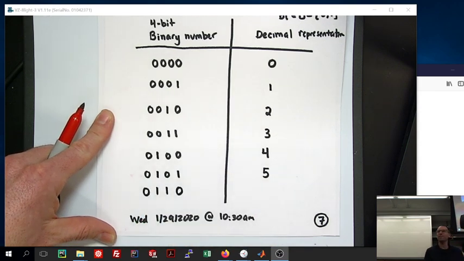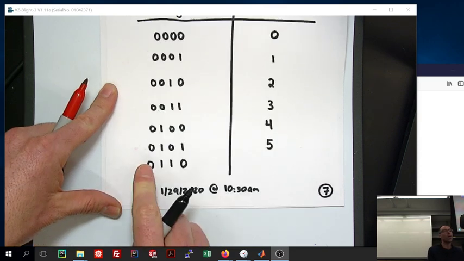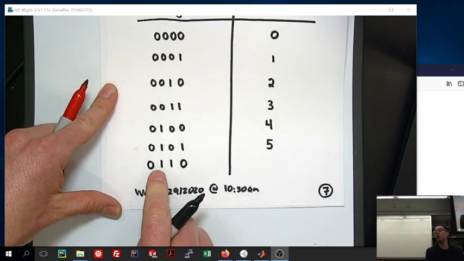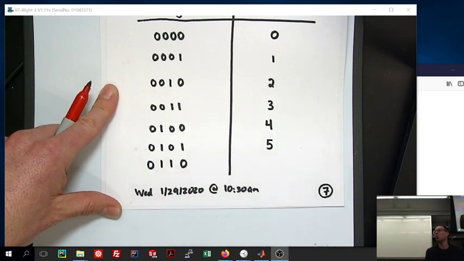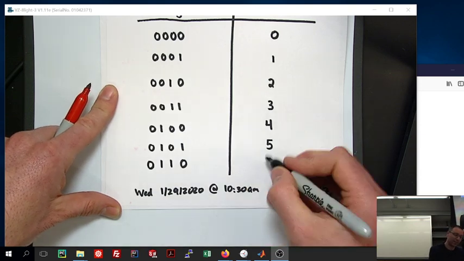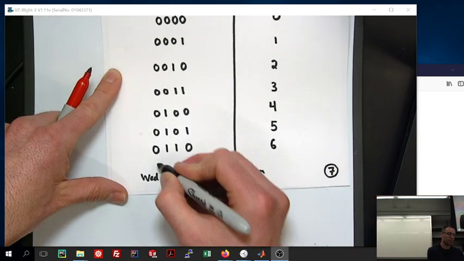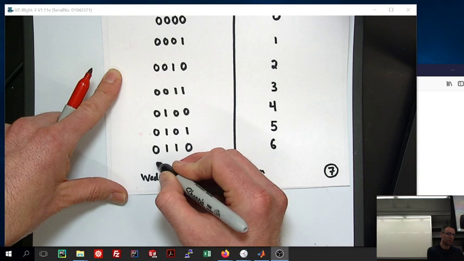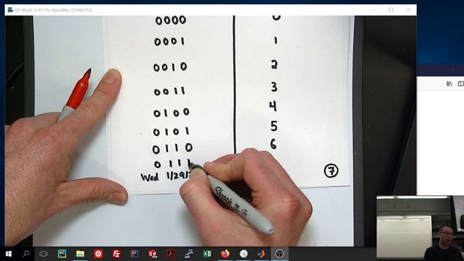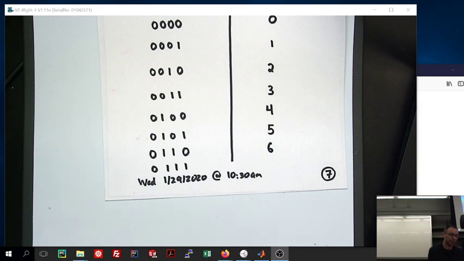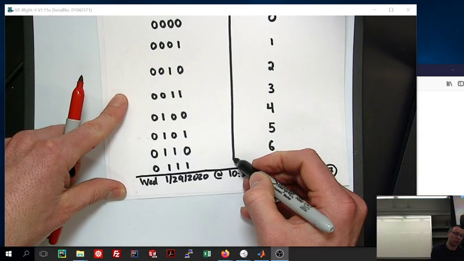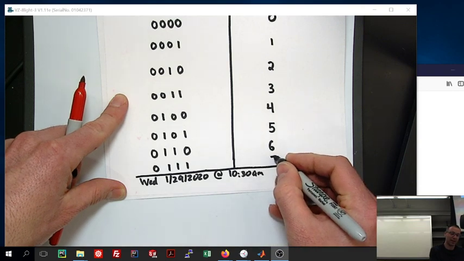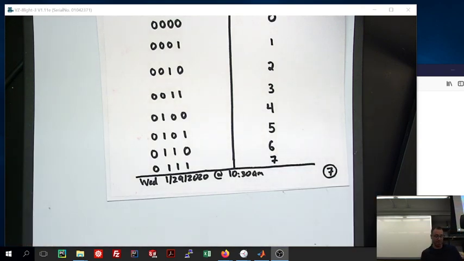How about that one? I don't want the output value. I want to know what does it encode. Take a 4 and a 2. Then, knowing that I take a 4 and a 2, what do I actually get? 6. Okay, one more. 0, 1, 1, 1. What does that encode? 4 plus 2 plus 1. Take a 4, take a 2, take a 1. If I take a 4, take a 2, take a 1, what do I get? 7. Okay.